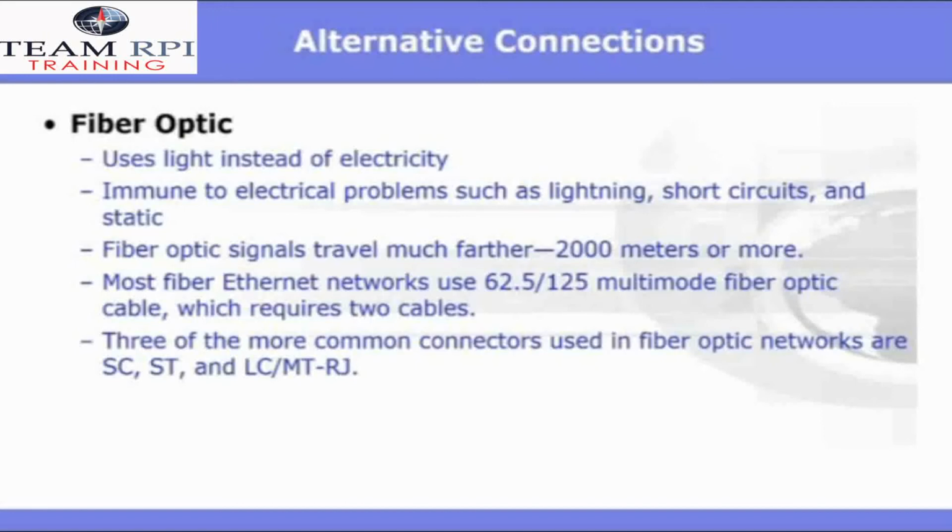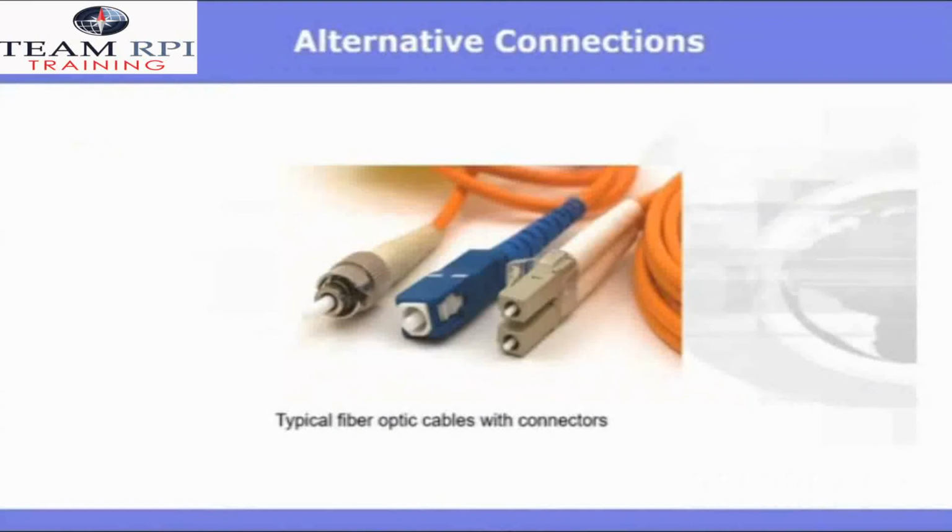Fiber optics use light instead of electricity to transmit data. Fiber optic signals can travel much farther than Ethernet, up to 2,000 meters or more. Three of the more common fiber optic connectors are SC, ST, and LC/MT-RJ. Here's a look at each of them.